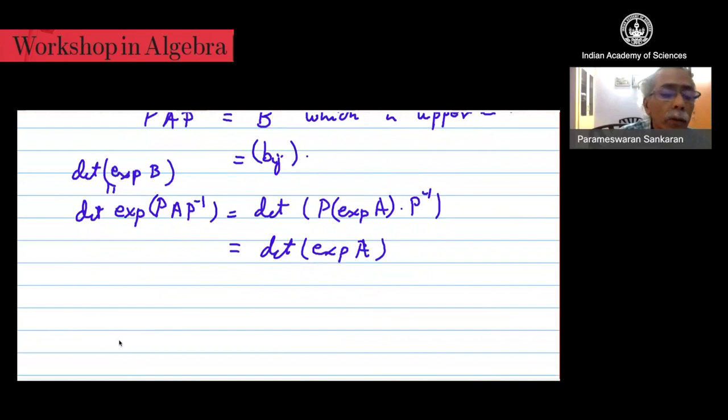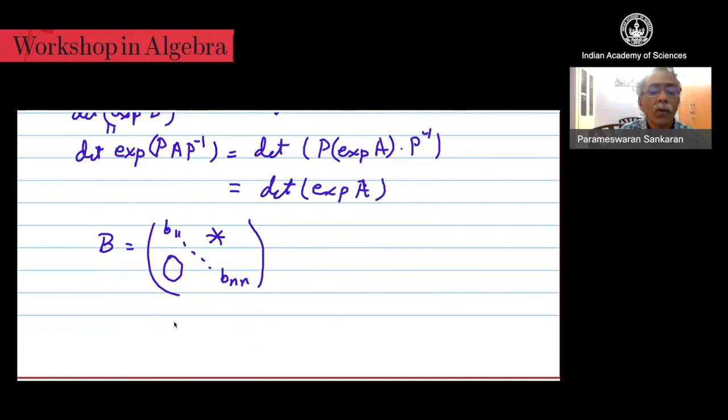What do I know about B? It will be b11, ..., bnn, and then some star here, and here it is 0. Now what is the shape of B power k for any k? If it is upper triangular, the product of two upper triangular matrices will be upper triangular, and the diagonal entries will be the product of the corresponding diagonal entries. So if you apply this, it will look like b11 power k, and so on, bnn power k, and then something here which I don't really care about.